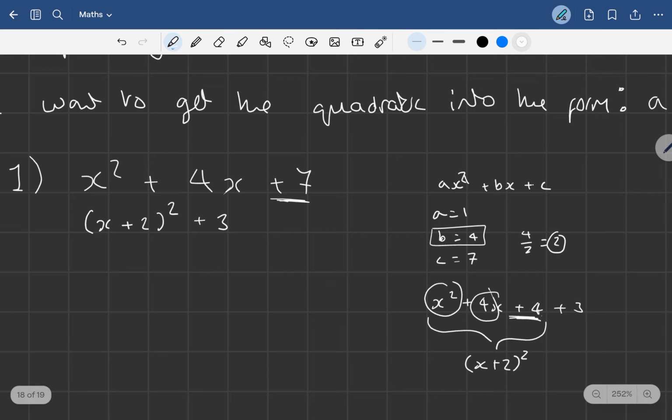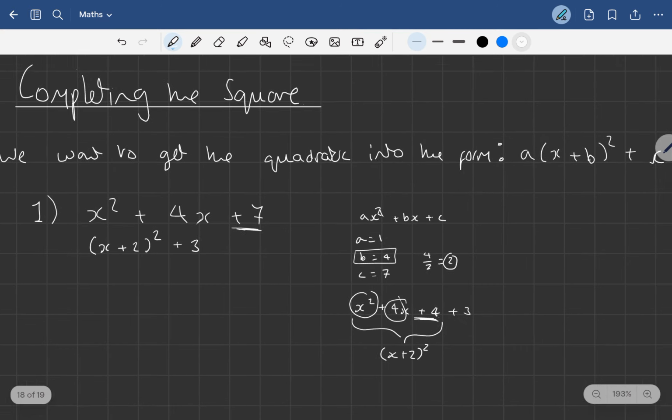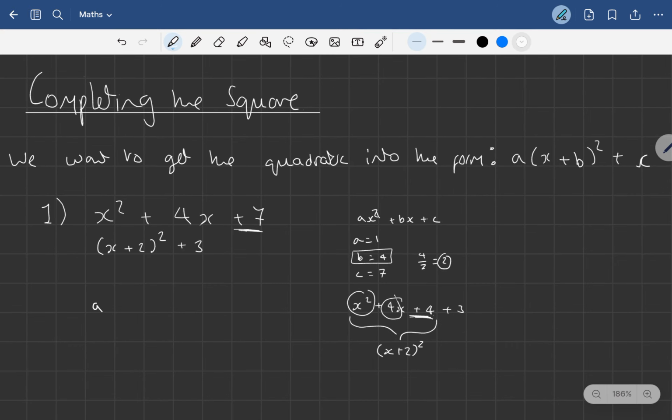Now look, this is the completed the square form. Let me write the form down here: a(x plus b) squared plus c. And a would be 1, b would be 2, and c would be 3.